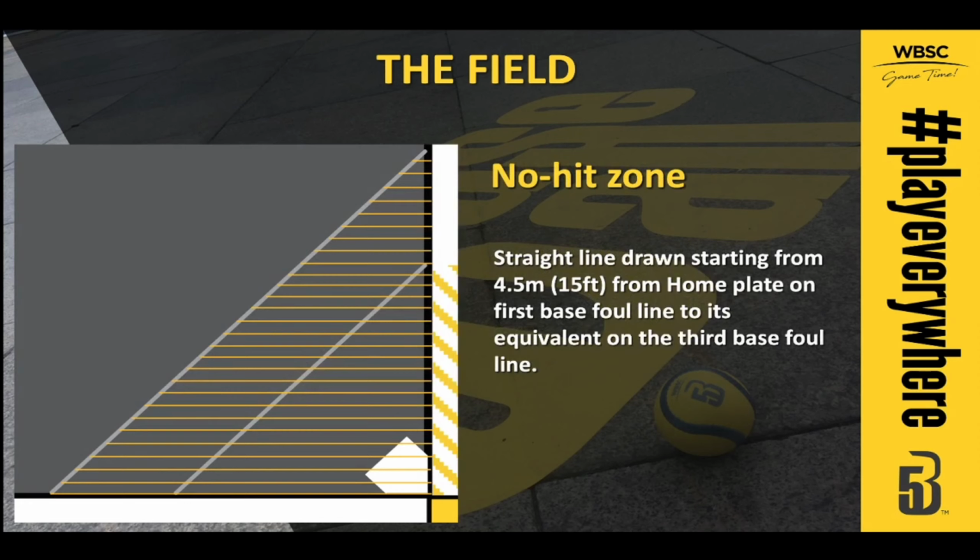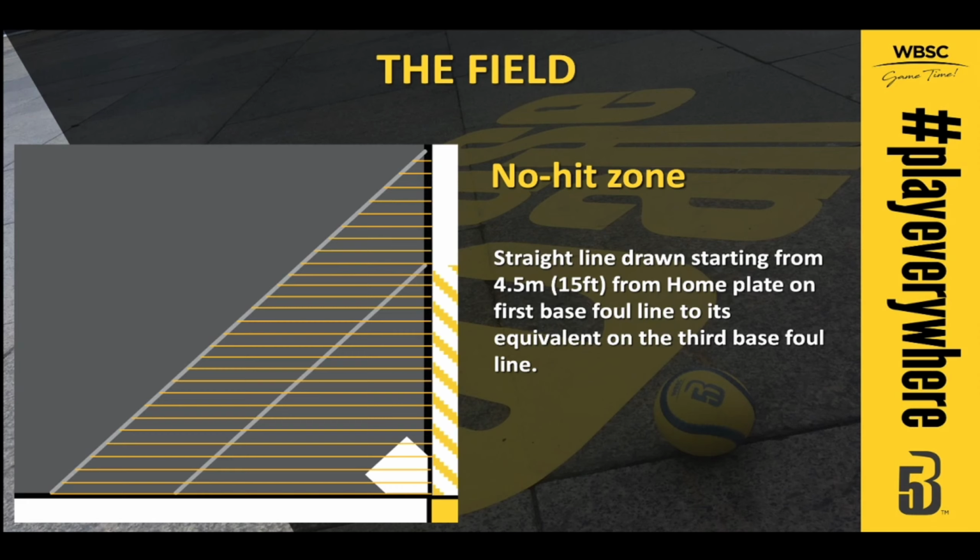The no-hit zone is not part of fair territory. It is this marked area in front of home plate. To create the no-hit zone, simply draw a straight line starting from 4.5 meters from home plate on the first base foul line to its equivalent point on the third base foul line.